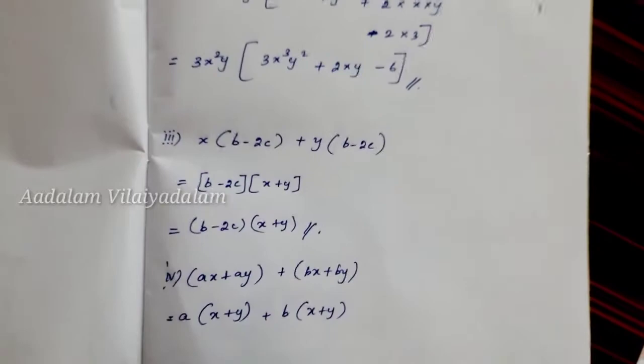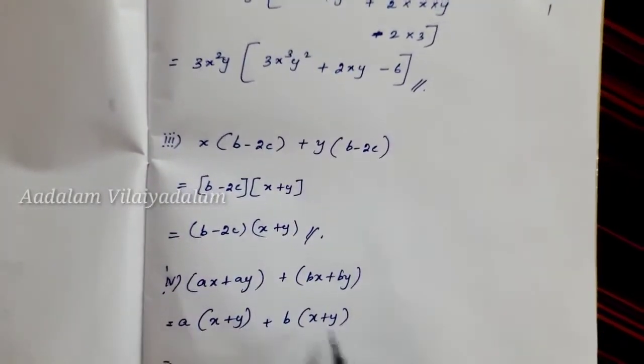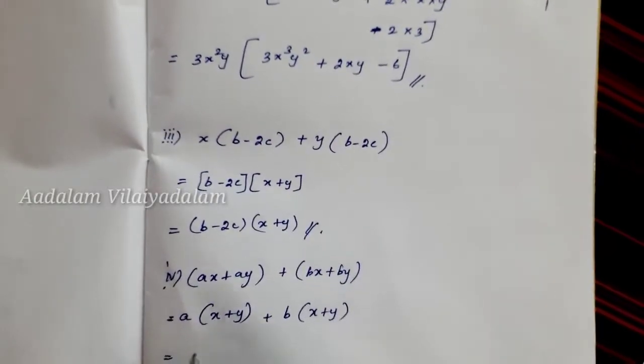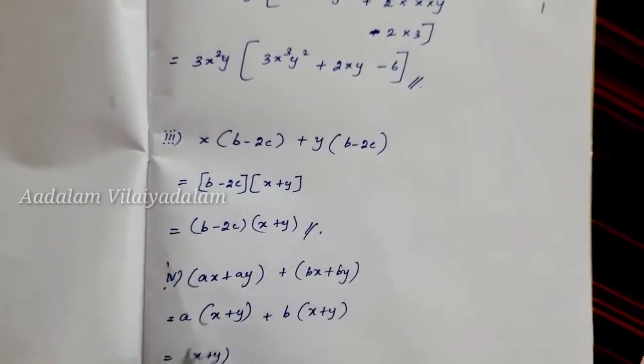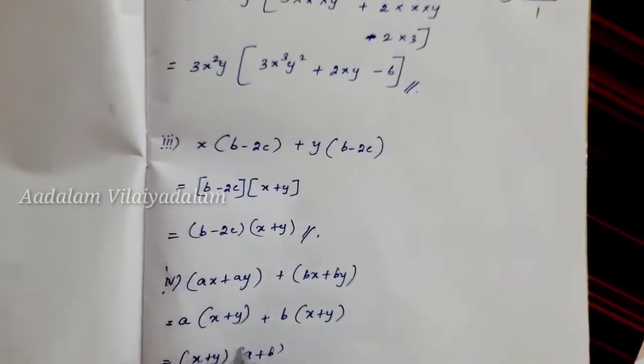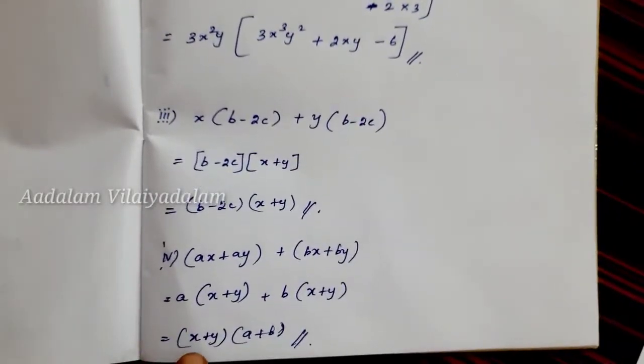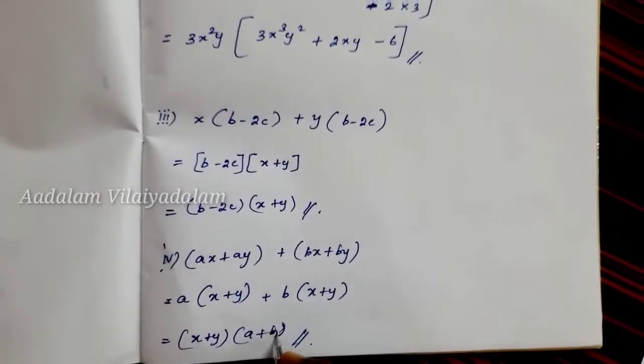Now you can find the easiest way, that is like the previous sum. So x plus y values are common. Then take out x plus y. Then the remaining values a plus b, which is the other term. So with this, the fourth subdivision gets over.